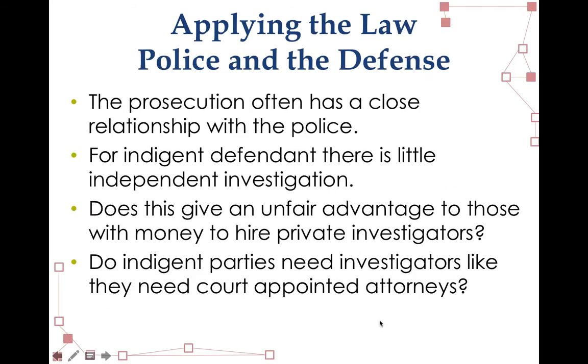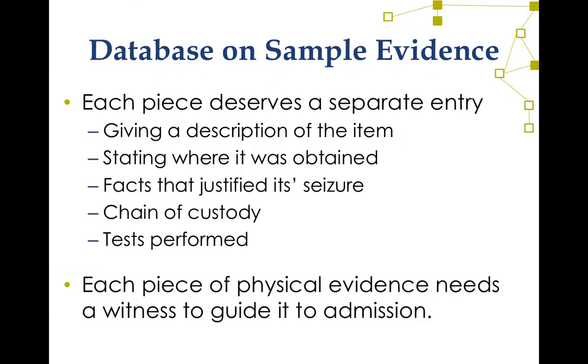Prosecution often works closely with the police. For an indigent defendant, there is little independent investigation. So when we have a database of our evidence, right, each piece deserves a separate entry. It should have a description of the item, where it was obtained, what justifies its seizure, chain of custody, and the test performed. Each piece of physical evidence needs a witness to guide it into admission. So remember, for each piece of physical evidence, there is going to be a witness who is going to lay the foundation for its admission.